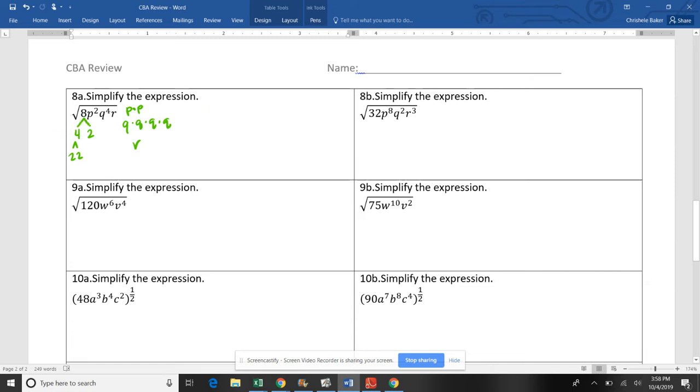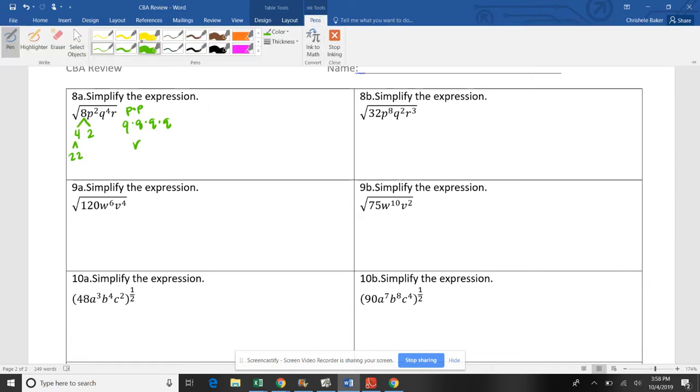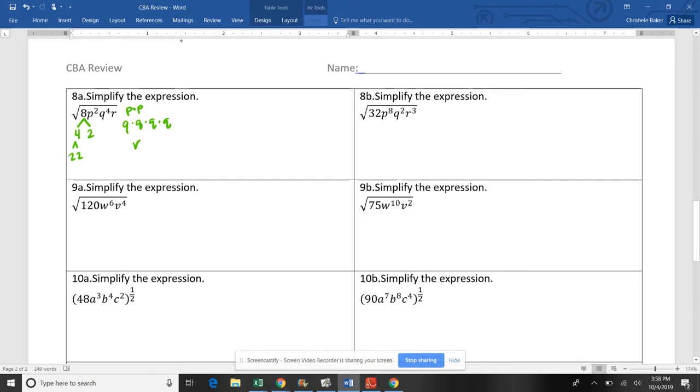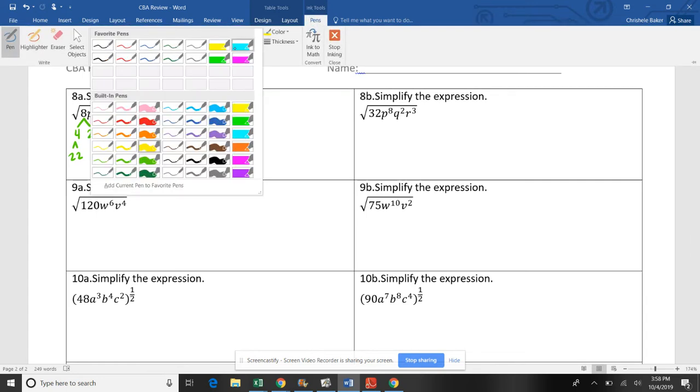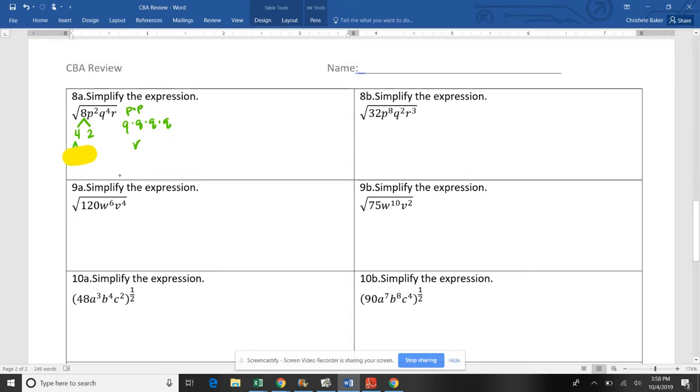So I am looking for pairs. So I see I have a pair of 2s. I have 2 pairs of q's and a pair of p's. Now I'm not using this 4 because it's a composite number. I'm only talking about my primes, not using that 8. I'm only talking about my primes when I get to the end of my prime factorization.